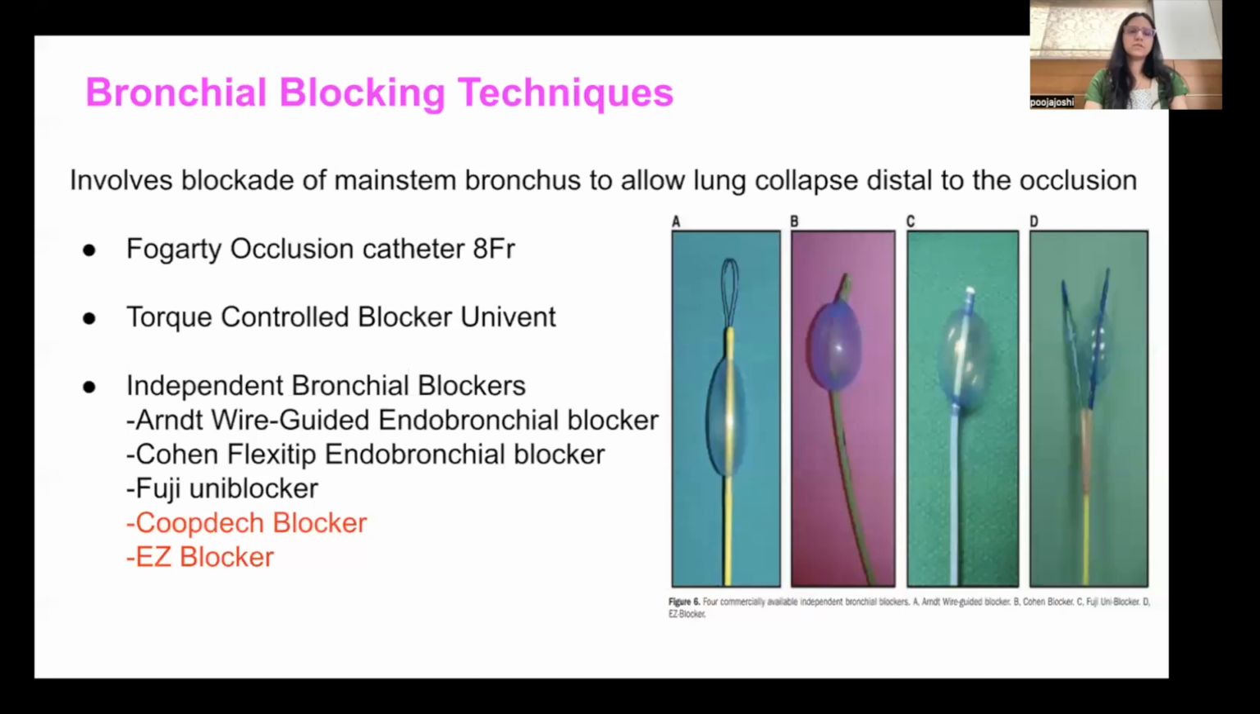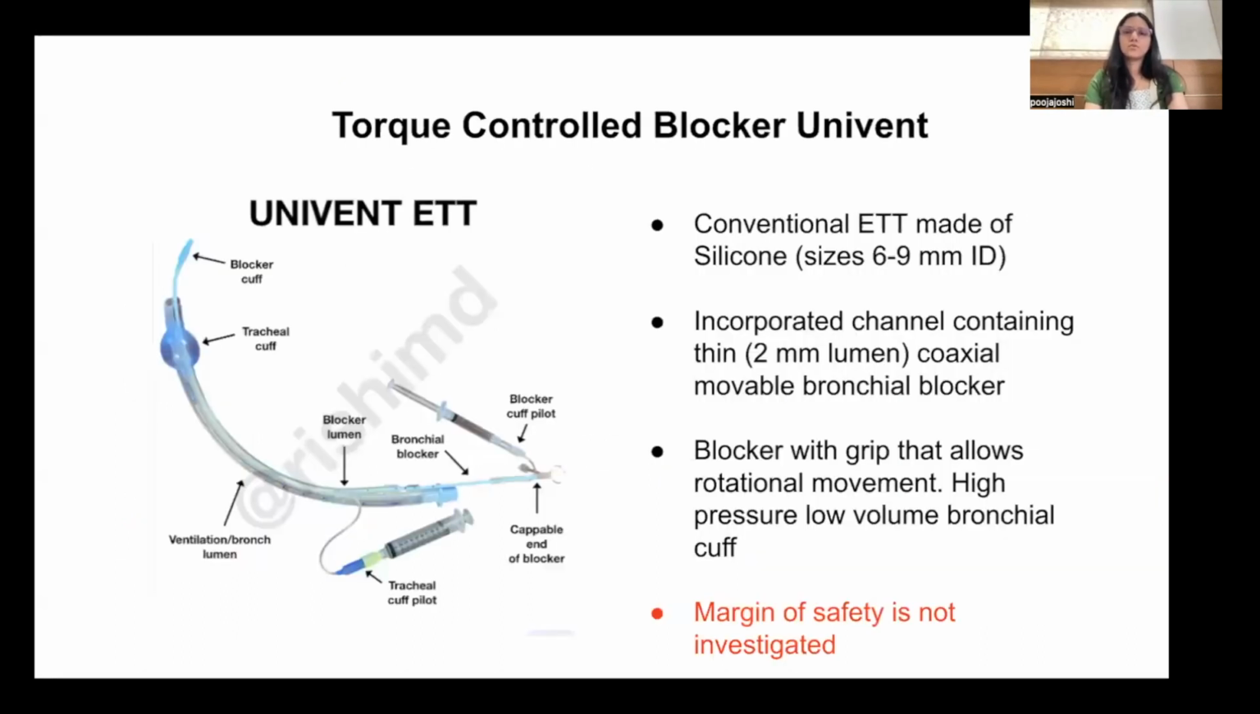The bronchial blocking techniques involve the blockade of the mainstem bronchus to allow the lung collapse distal to the occlusion. Previously the Fogarty occlusion catheter was used, but its disadvantage is that it doesn't have a hollow central lumen, which doesn't allow oxygen suctioning. Then there is the torque control Univent blocker, which we will see in the next slide, and the independent bronchial blockers as shown in the diagram: the wire-guided endobronchial Arndt blocker, the Cohen Flexitip endobronchial blocker, the Fuji Uniblocker, Coopdech blocker, and the EZ-Blocker as shown in the figure. Image D: the torque control Univent blocker is a conventional endotracheal tube made of silicone with an incorporated channel containing a coaxial movable bronchial blocker.